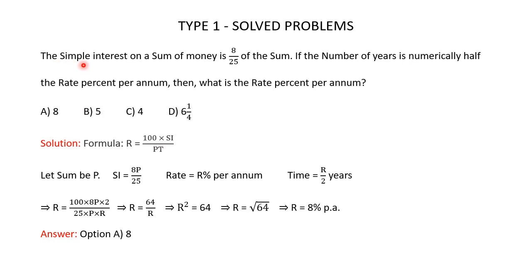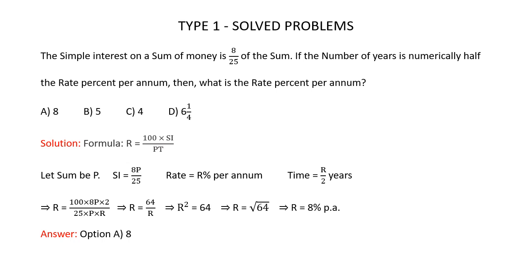The simple interest on a sum of money is 8/25 of the sum. If the number of years is numerically half the rate percent per annum, then what is the rate percent per annum? Here you are given 4 options and you have to find out which of the options is correct. So here you have to find the rate percent per annum. To do that, use the formula R is equal to 100 multiplied by SI divided by PT.